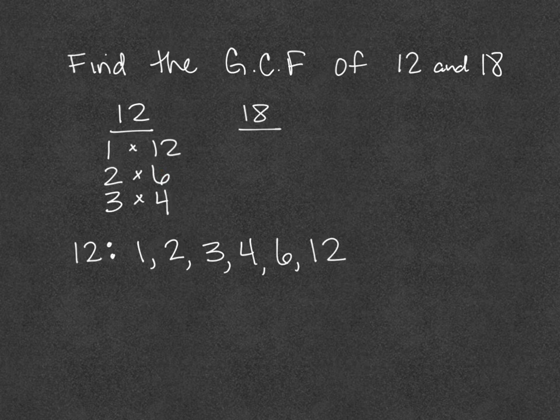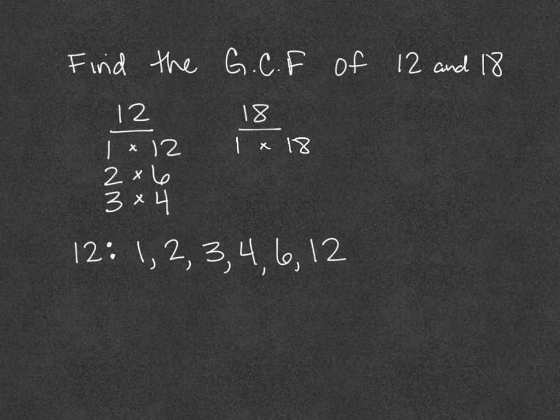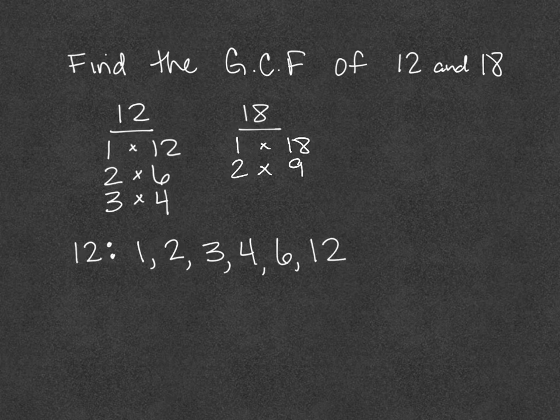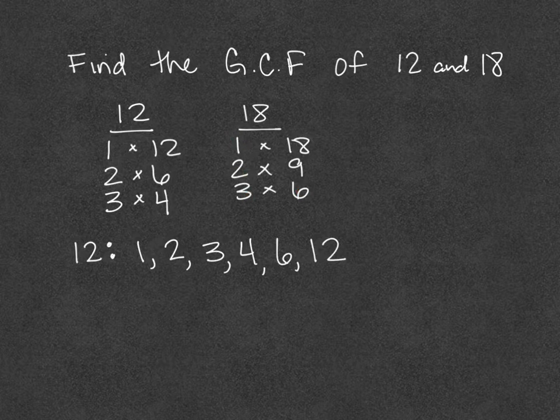Now I'm going to do the same thing for 18. I know that 1 times 18 makes 18. It's even, so I know that 2 times something does. That would be 2 times 9. 3 times, does 3 divide evenly? It does, yeah, actually, because 3 times 6 is 18. How about 4? 4, 8, 12, 16, no. 5, 6, no, now I'm back at 6 again. So that's it. These are the factors 1, 2, 3, 6, 9, 18. So I'll list them out under here.